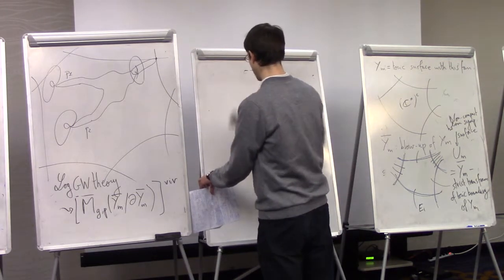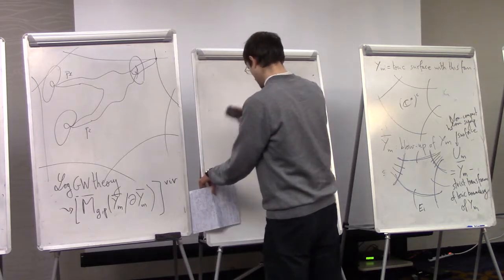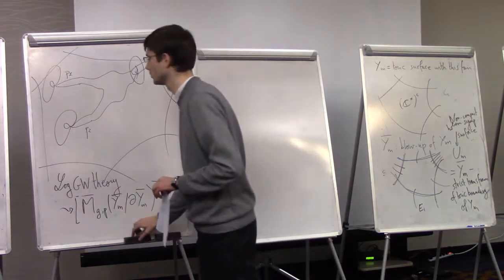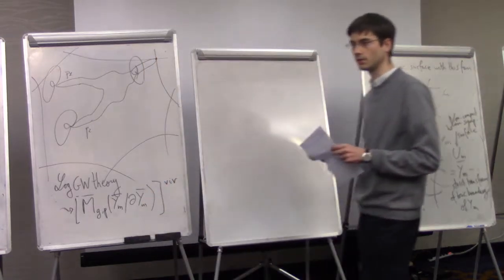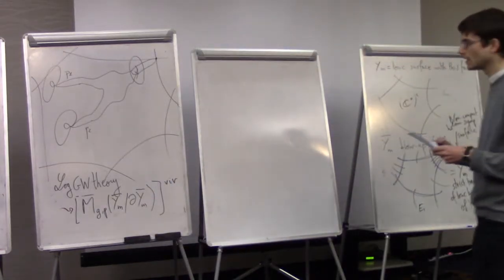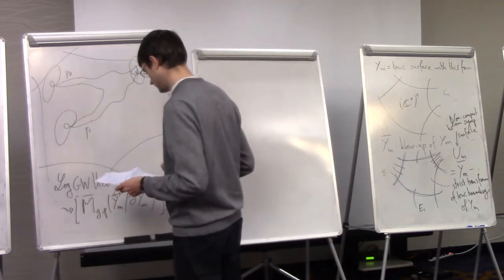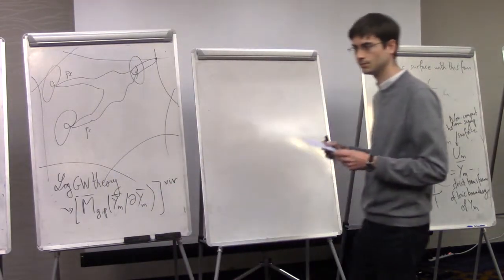So the reason you need log theory and not just the relative theory is to go into the square? Yes. The usual relative theory is if you have a smooth divisor. I see. Yes.